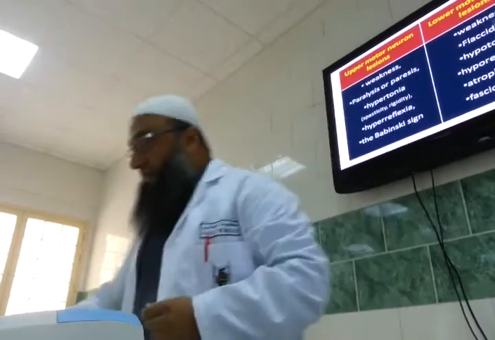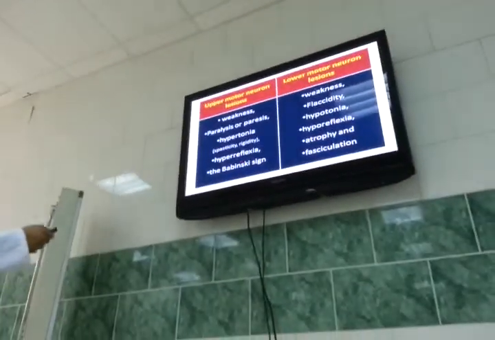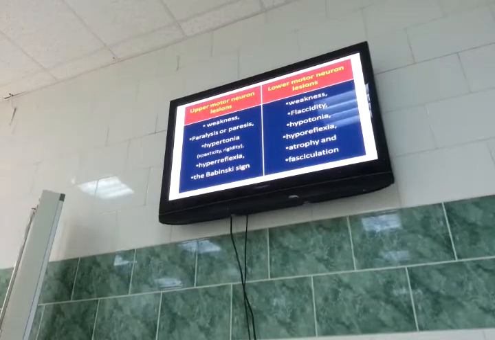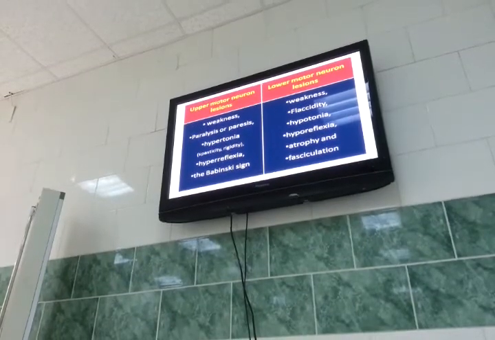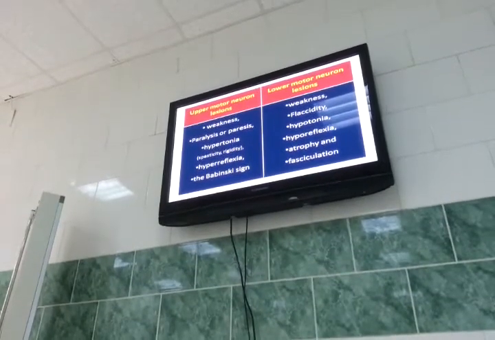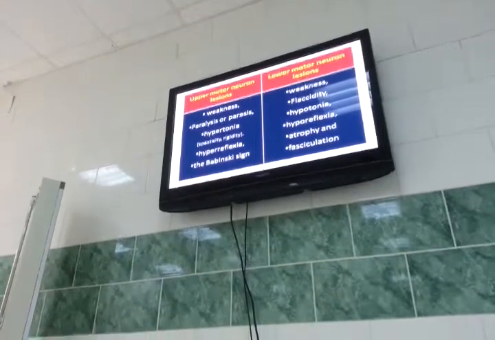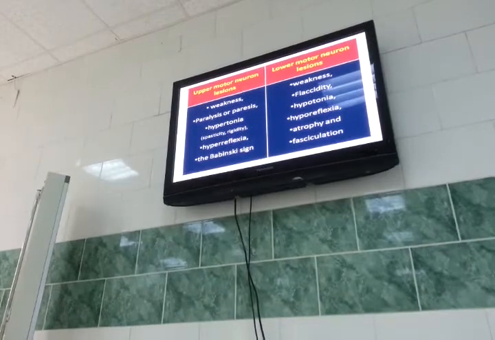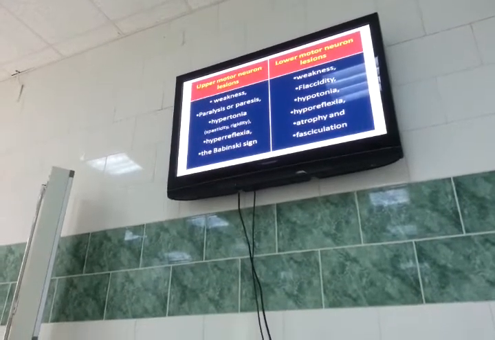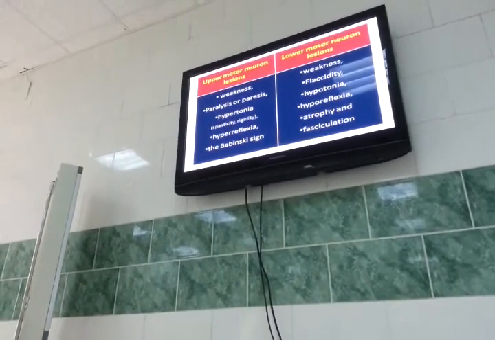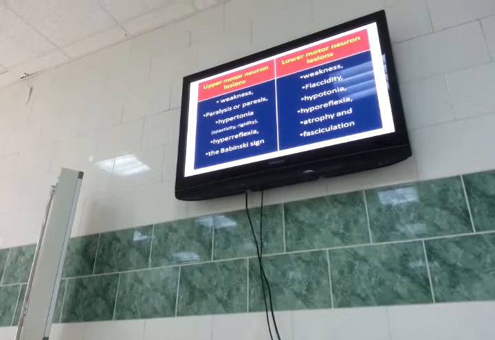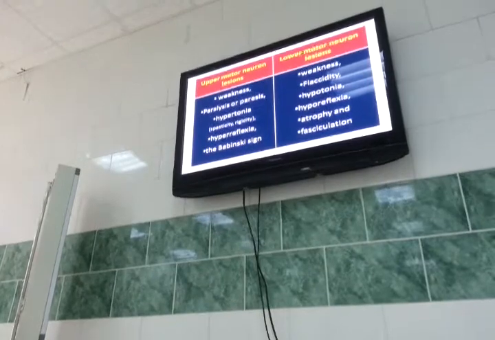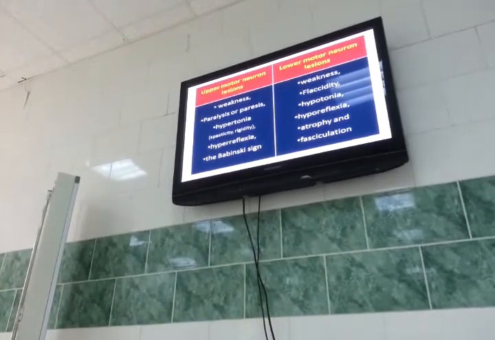But here, what happened? Here it is generalized. If the disease is prolonged, you can see generalized wasting of the muscle, because the patient is not using the limb, and the muscle gradually atrophies. This is called disuse atrophy. There is no problem in the muscle, no problem in the nerve. But because the patient is not using his limb, the muscle reduces in mass.